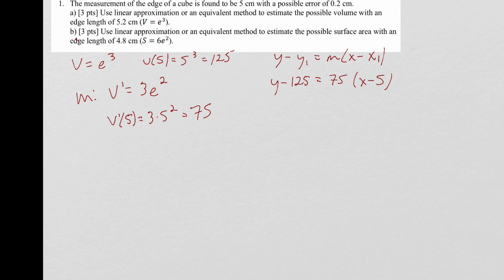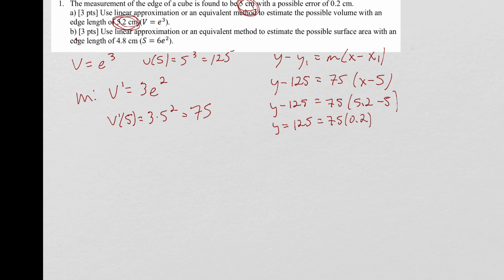Now, if you notice, that was using the starting side length. I want to estimate at 5.2. So that means I just plug 5.2 in for x. So I get y minus 125 equals 75 times 5.2 minus 5. And then we'll go ahead and do some math. I'm going to move the 125 over. It becomes positive. Equals 75 times 0.2.